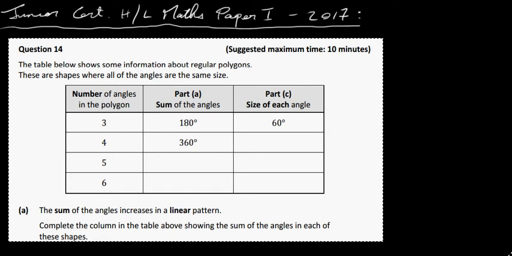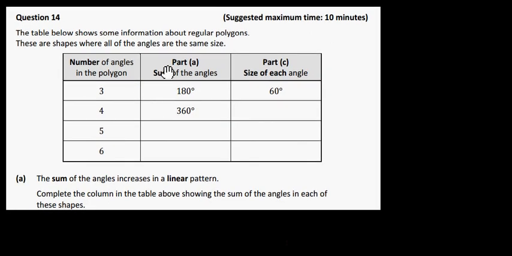So in this video I'm just going to have a look at Junior Cert Higher Level Maths Paper 1 2017. So this is it. This is question 14 and I will do question 15 as well. So in question 14 it involves this table here which has some information about regular polygons.